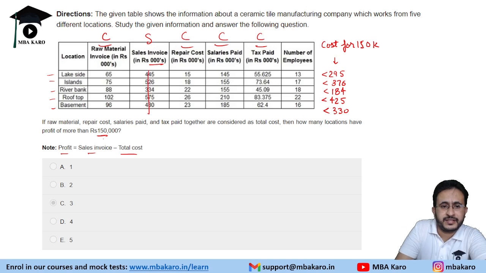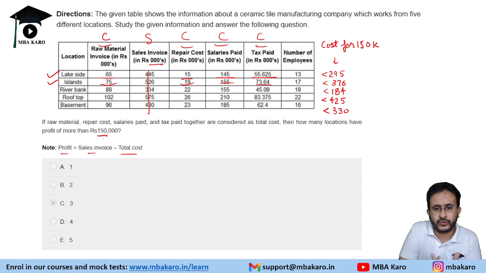Focus on these numbers. This is 80, 225, 270. So this Lakeside fits. Island, if you look at, this is 93, so definitely less than 376. You just have to do approximation. That is the skill needed. So this is close to 100, and this is 150 and 70. 220, 320, roughly 320. This is 110 and 200. 310, definitely the cost is very high. So River Bank will not have that profit.